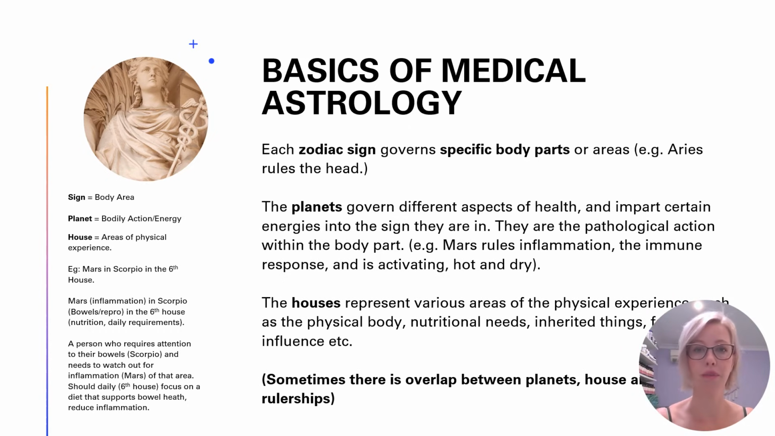And remember, we are looking at birth charts. So this would be a constitutional predisposition. And then you bring in the house, and that adds another layer of interpretation. So in the 6th house of nutrition and daily requirements, by tending to the daily requirements, we can either cause the inflammation in the bowels or counter it. Don't worry, we'll keep moving through it.